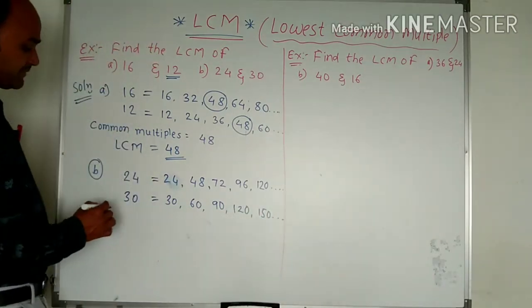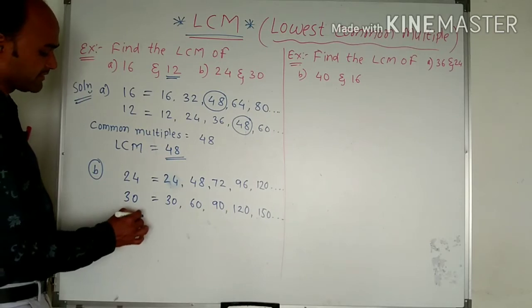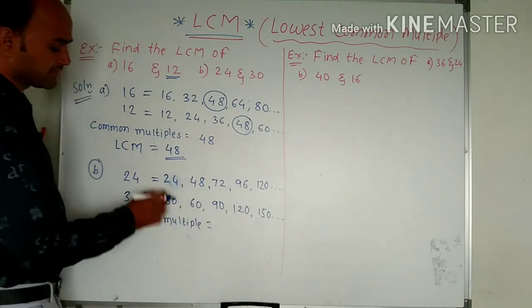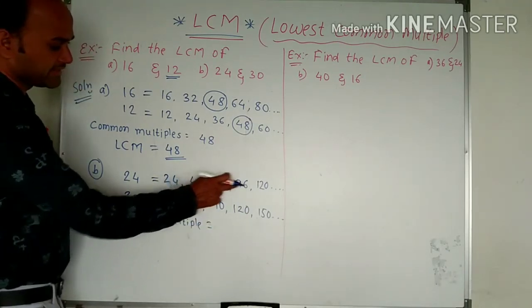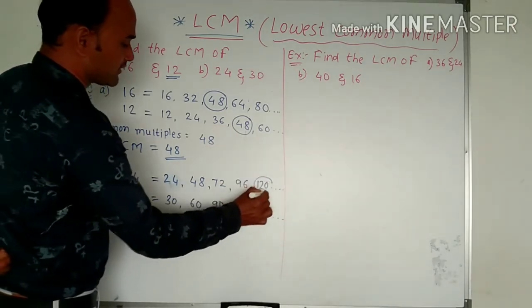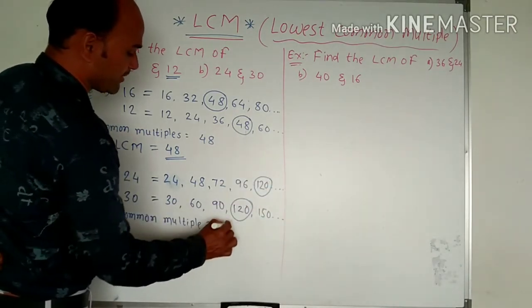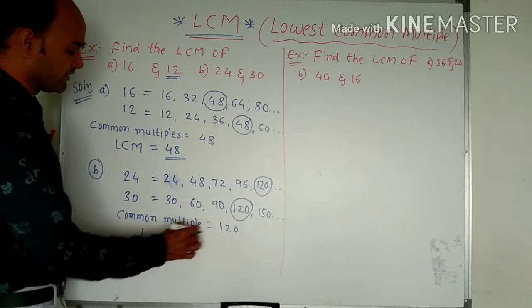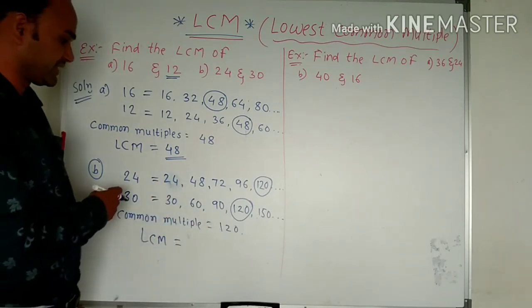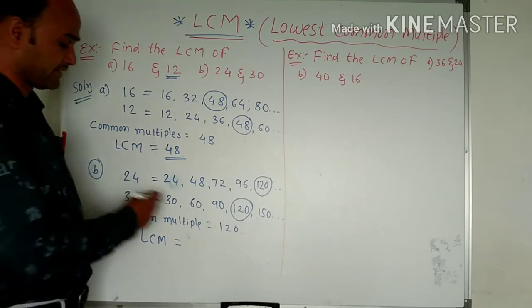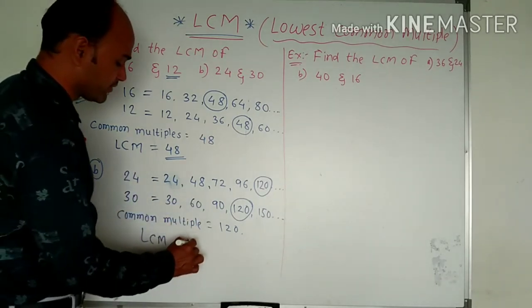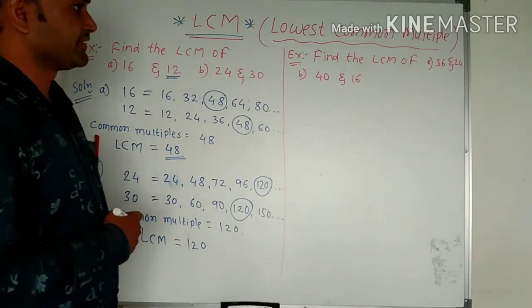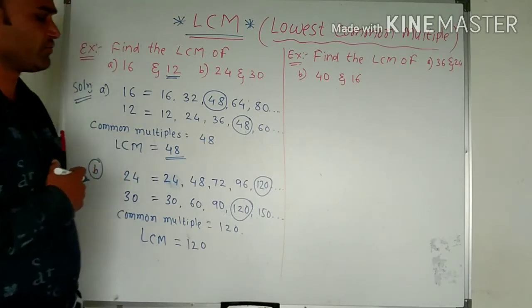So here, can we see the common multiples? Yes. 30, 24, no. 60, 48, no. 90, 96, no. 120, yes. Here we got the common multiple: 120 is the common multiple of these two numbers. Only one common multiple we got, so the LCM of 24 and 30 becomes 120. And one more method we are going to discuss.